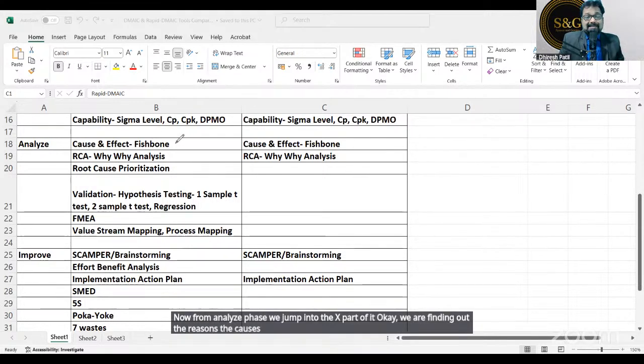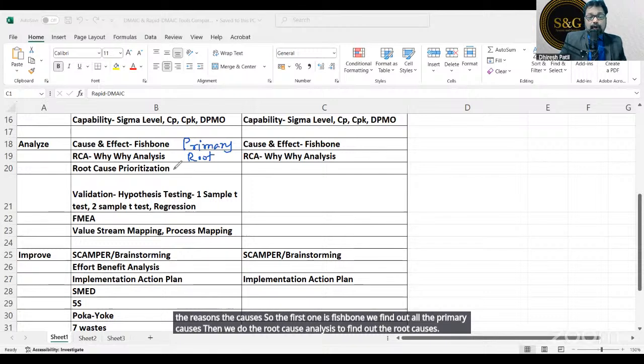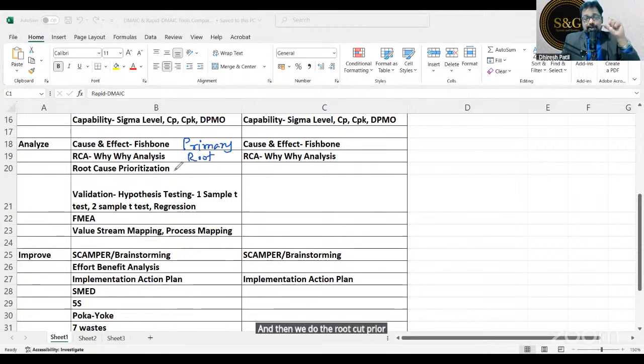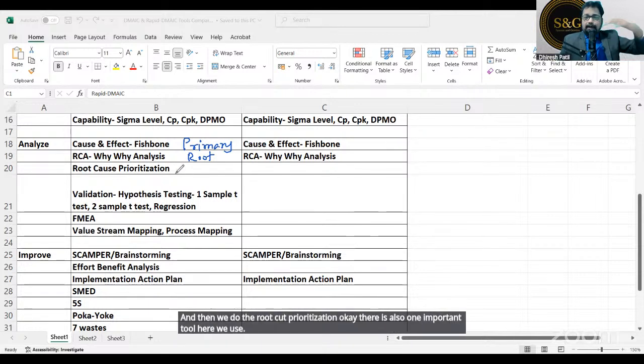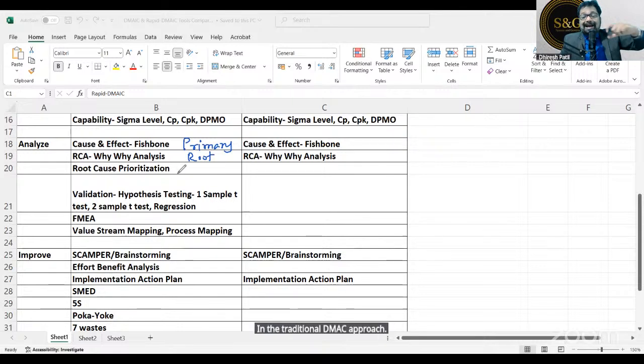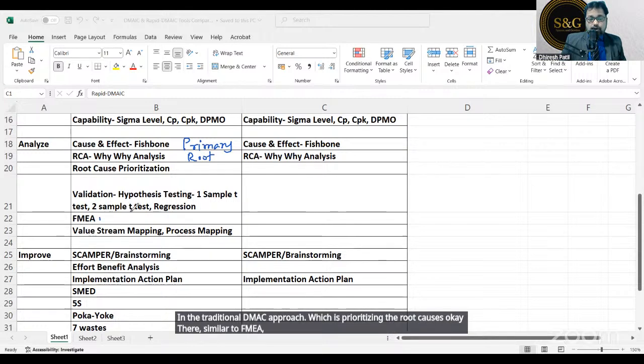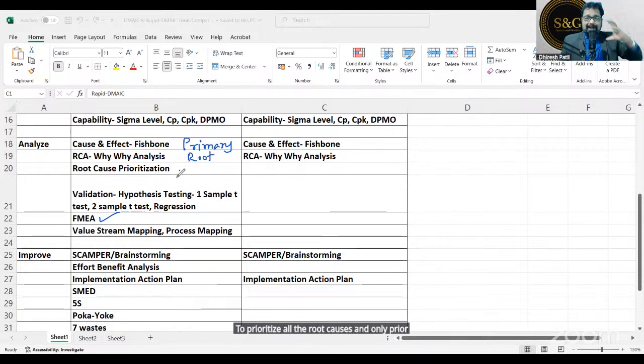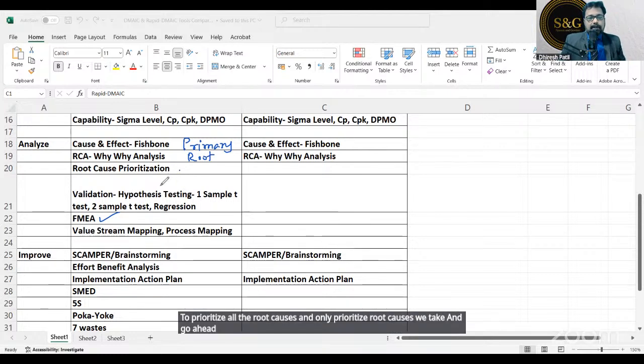So the first one is fishbone. We find out all the primary causes. Then we do the root cause analysis to find out the root causes. And then we do the root cause prioritization. Okay, there is also one important tool we use in the traditional DMAIC approach, which is prioritizing the root causes. Similar to FMEA, okay, FMEA is also used here. Similar to FMEA, there are some prioritization metrics we use to prioritize all the root causes, and only the prioritized root causes we take and go ahead with the validation part. Okay, then comes the validation.